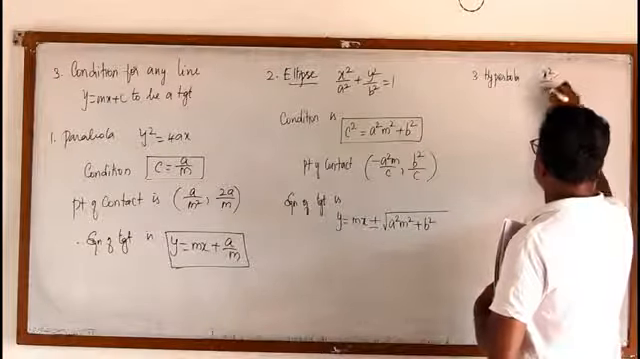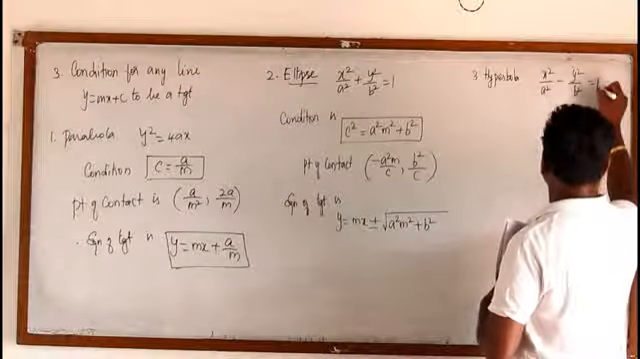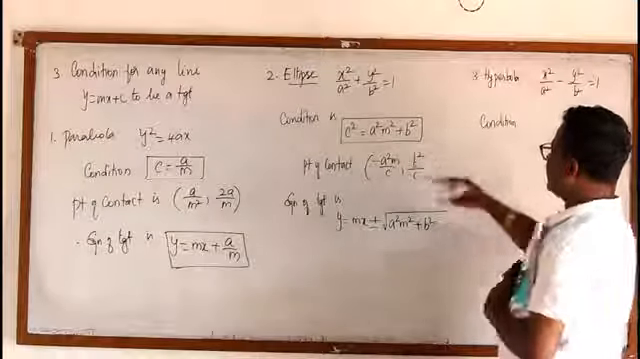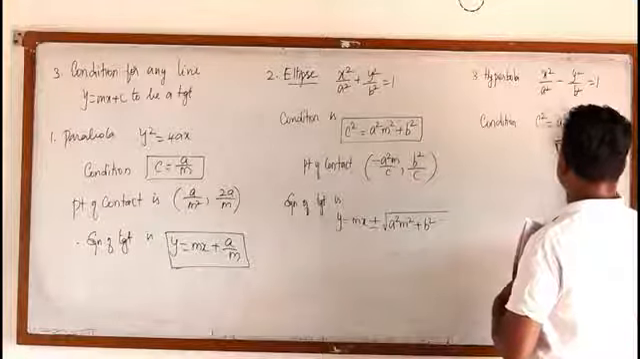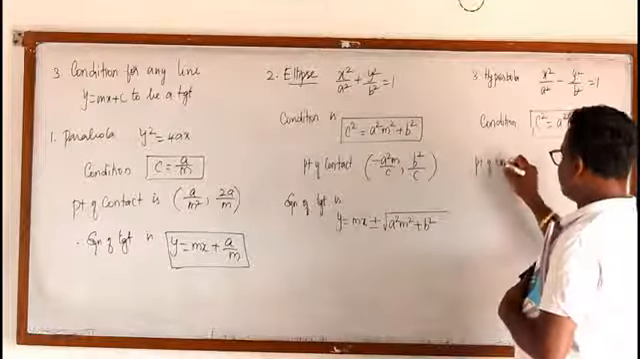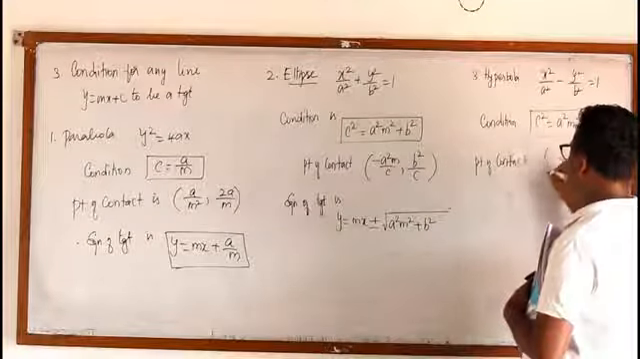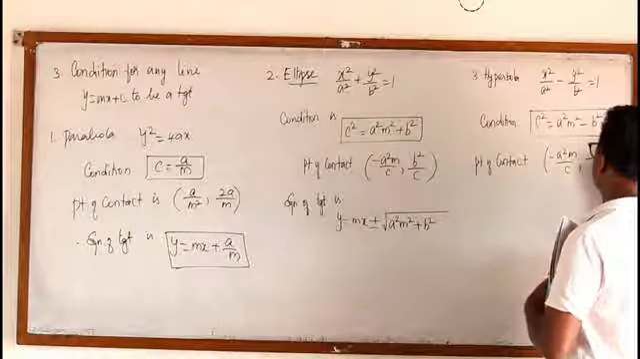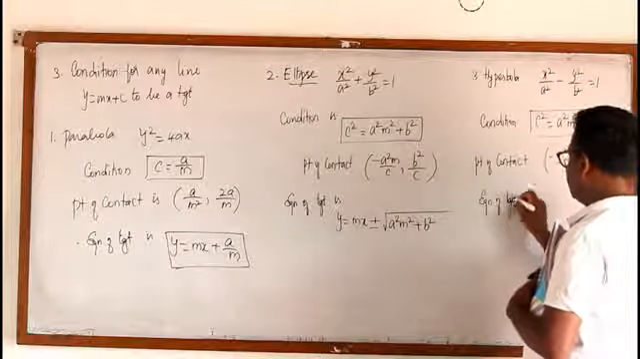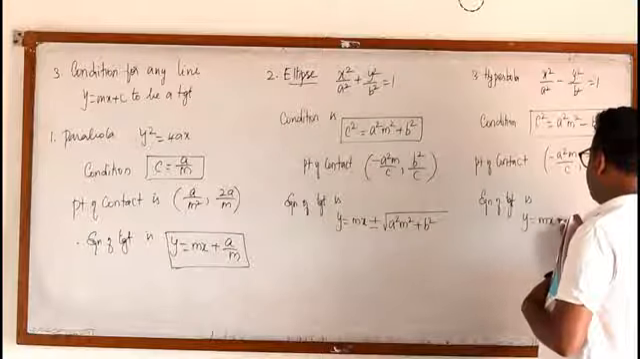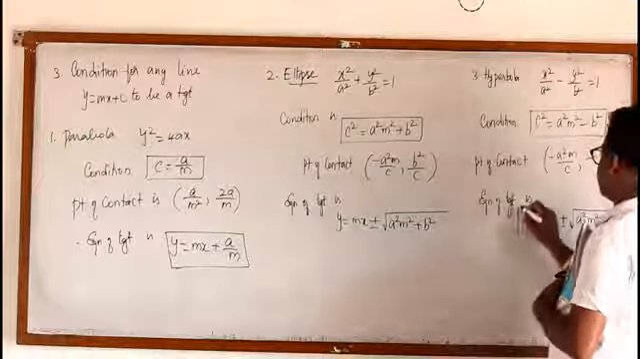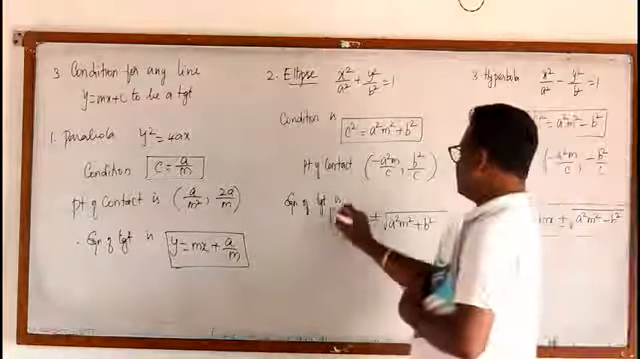For the hyperbola x square by a square minus y square by b square equal to 1, the condition is, we know there will only be a change in the sign of b square: c square equal to a square m square minus b square. Therefore, the point of contact is minus a square m by c comma minus b square by c. And the equation of tangent in terms of m is y equal to mx plus or minus root of a square m square minus b square. This is the equation of tangent in terms of m.